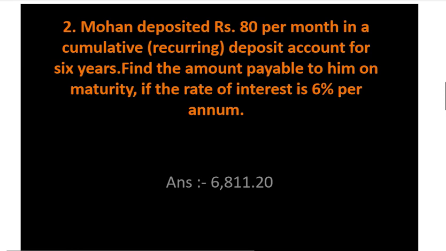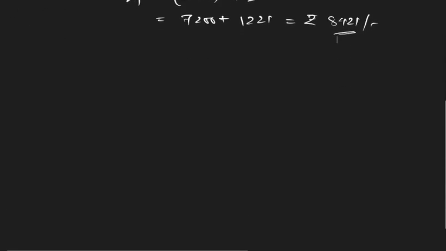Mohan deposited rupees 80 per month in a cumulative deposit account for 6 years. Rupees 80 per month. Now this is not a practical value, okay? No bank will allow you to deposit rupees 80 per month. The minimum amount keeps changing as per inflation. It might be 500 or 1000, depends. So this is just a question so that you know how to calculate. Rupees 80 for 6 years, rate is 6%. Let's go to our working space and see what has to be done.